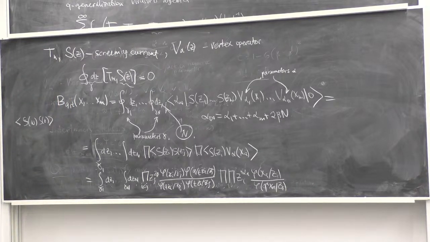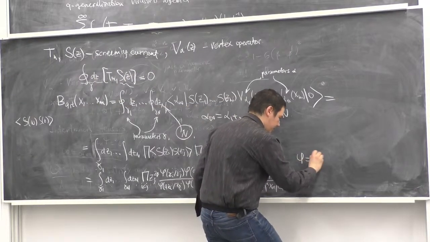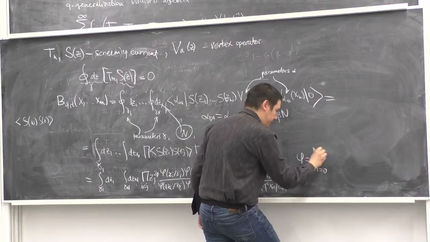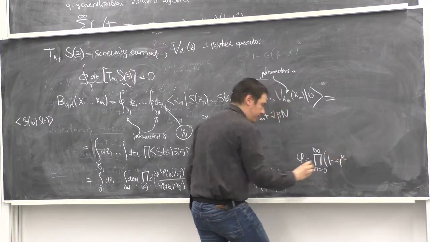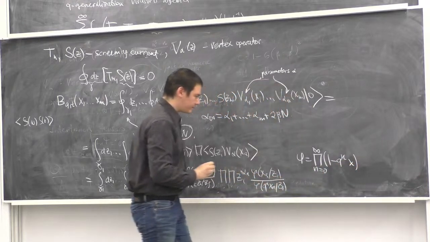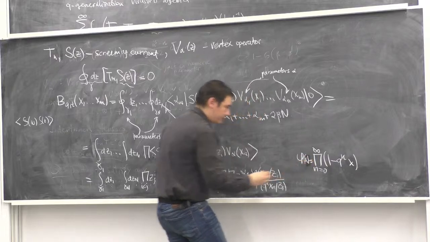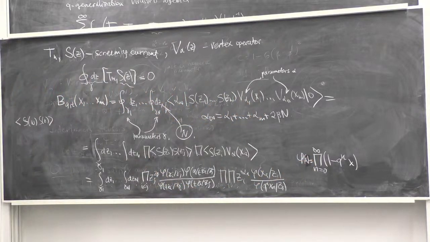All right. So what is phi? Phi is a very simple function. It's the product from n from 0 to infinity of 1 minus q to the n x. That's phi of x. Oh, gamma is simple.